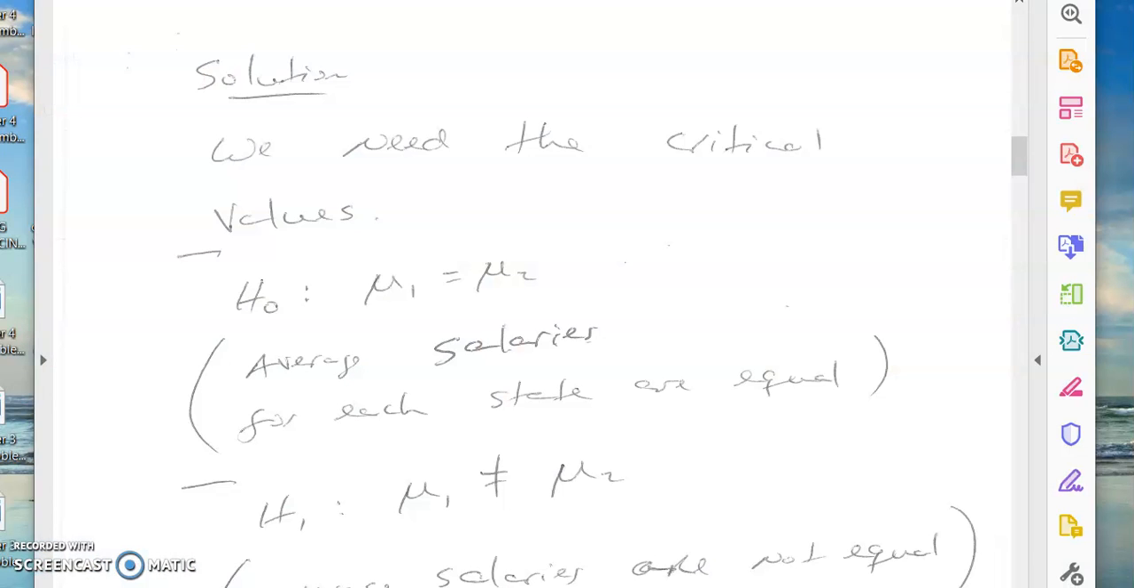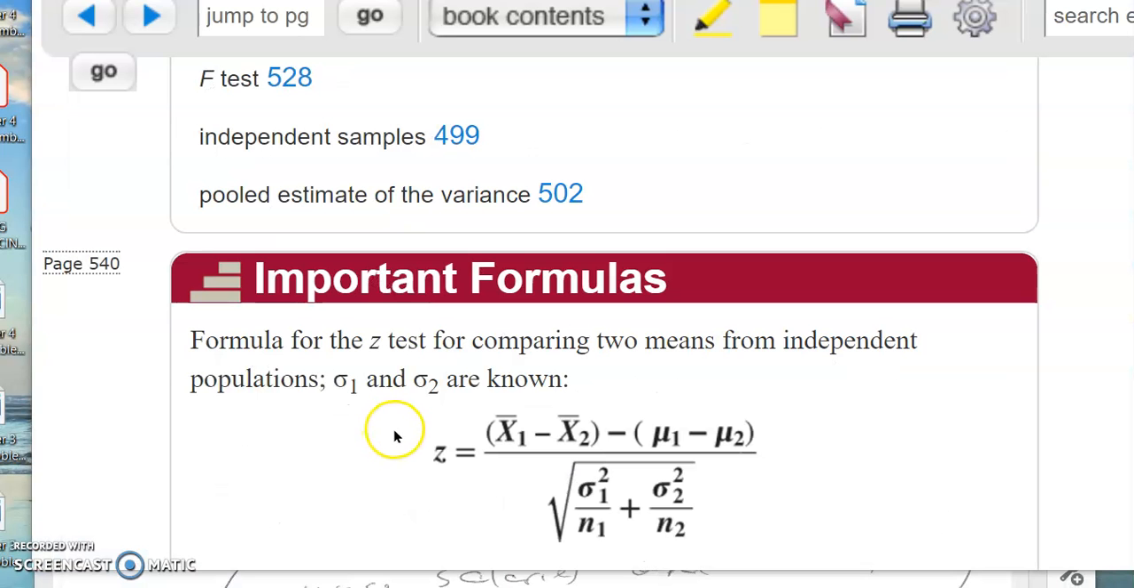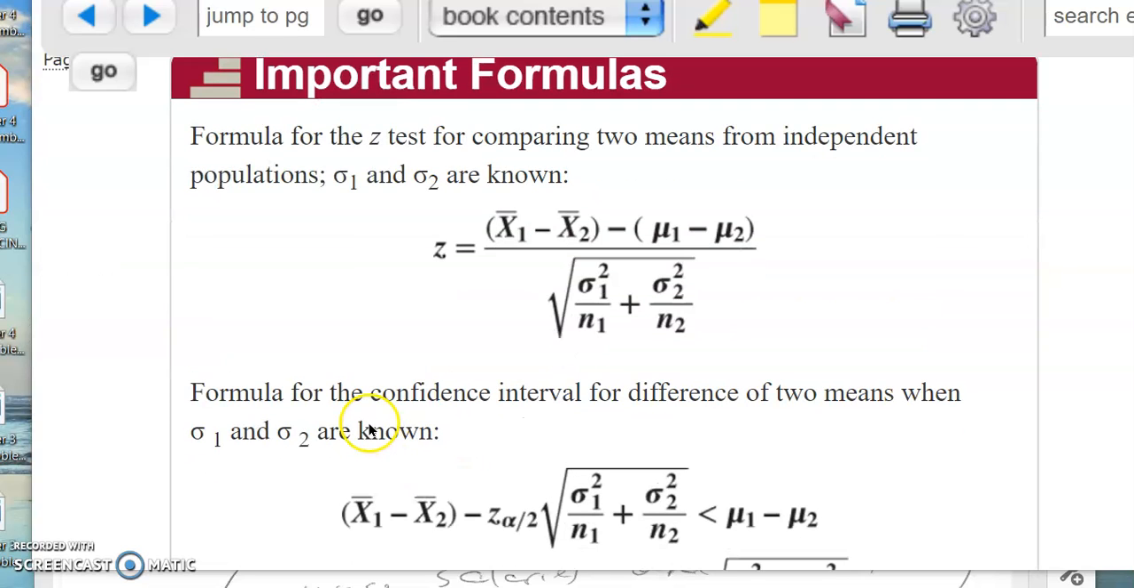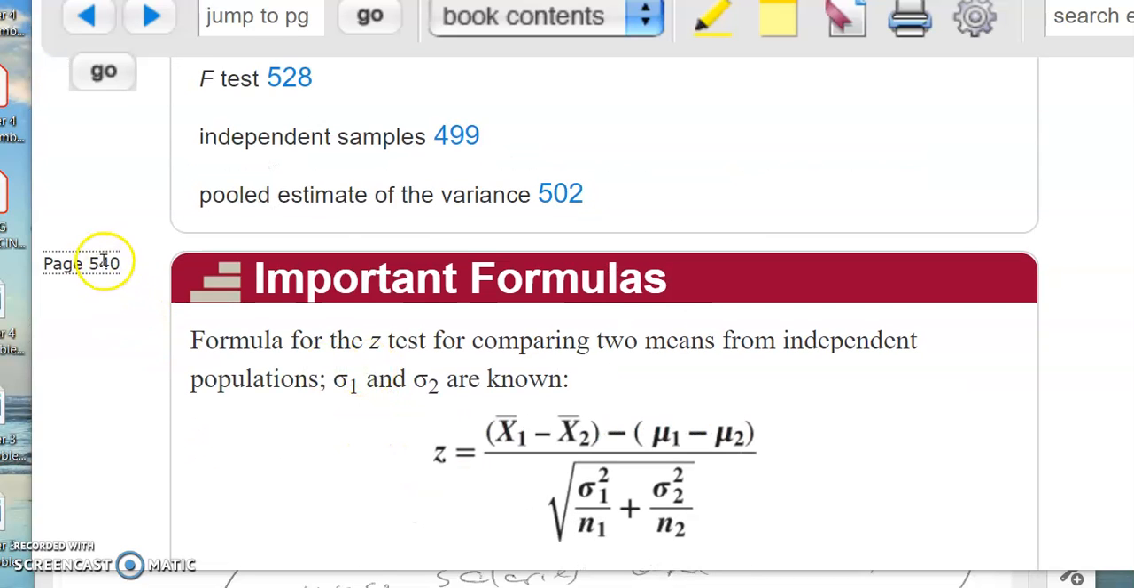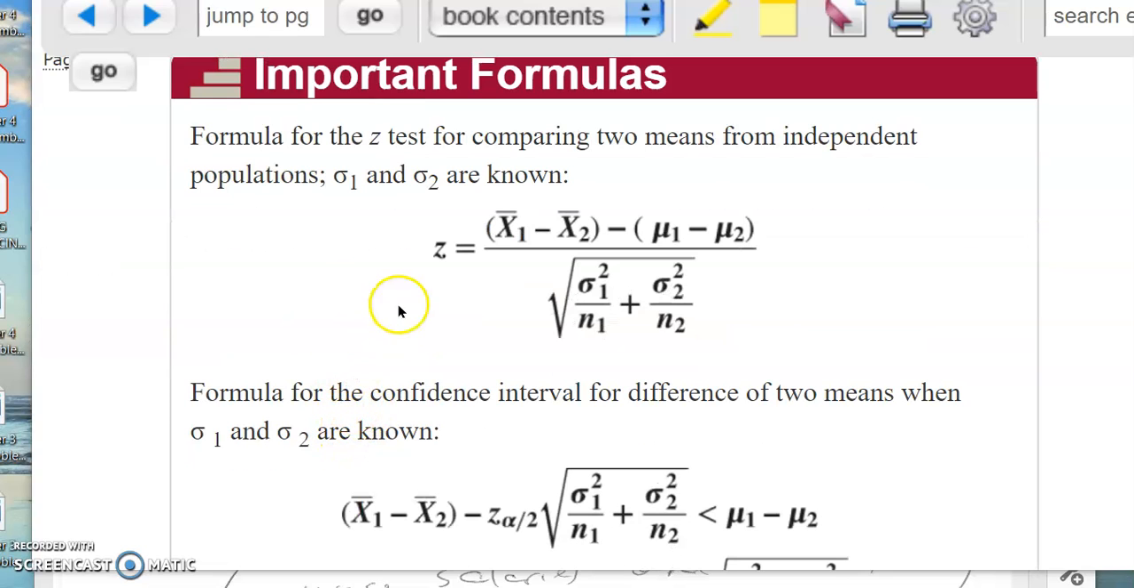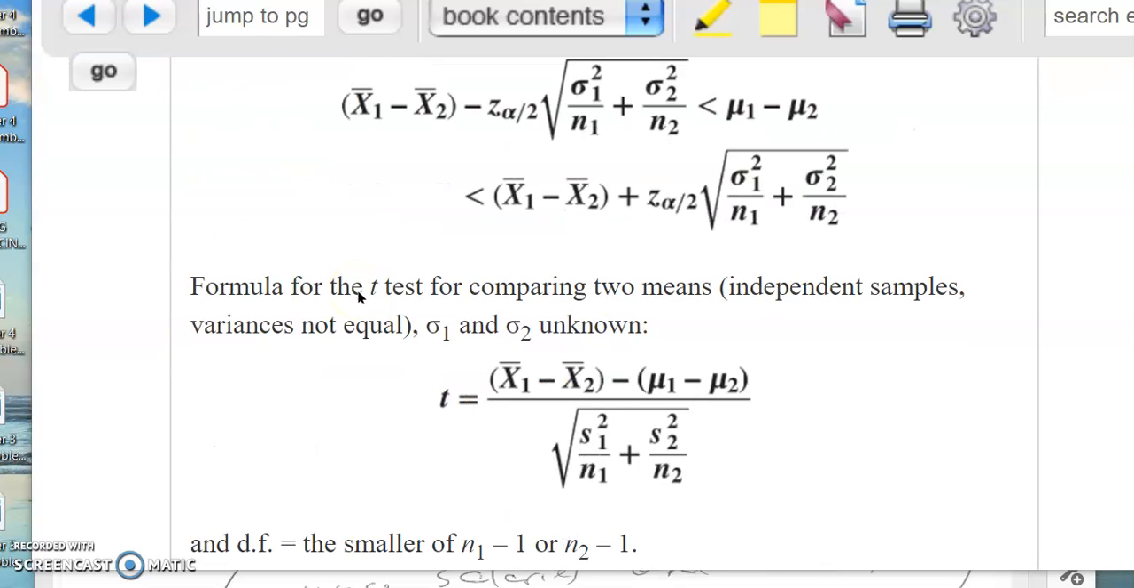So what I do is I look at the important formulas. I've already decided I'm in chapter 9. Here are the important formulas. It's on page 540 of the 10th edition of your textbook, anyway. So I go along here and I say to myself, okay, I know if I know sigma 1 and sigma 2, this is the formula I use. Well, I don't know those things, okay?